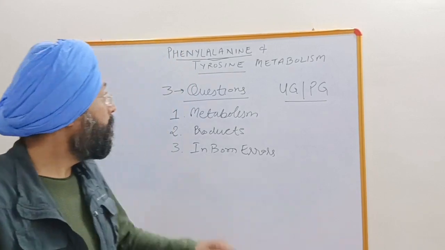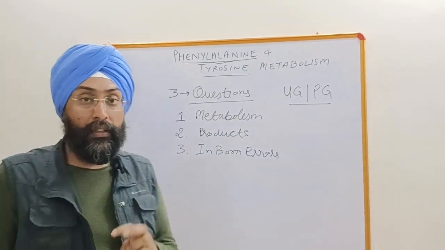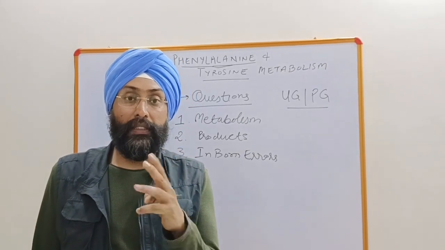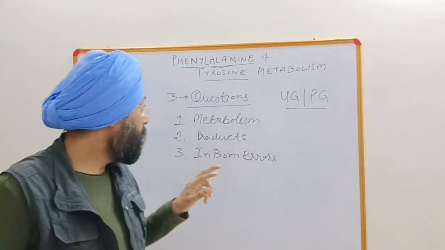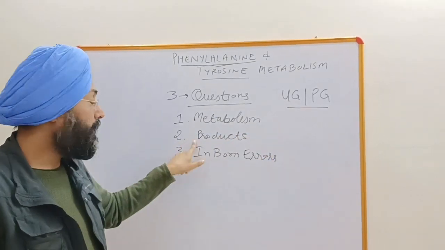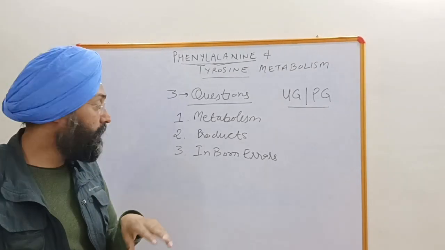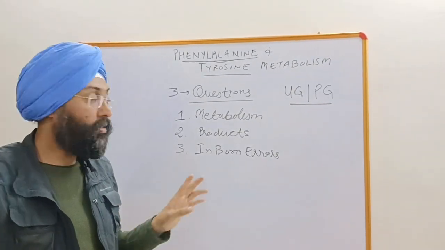Today we'll start with metabolism of phenylalanine and tyrosine. There are three major questions that are supposed to be asked in this metabolism. First is the metabolism proper of phenylalanine and tyrosine. The second is the products of tyrosine and phenylalanine metabolism, right? And the third is inborn errors of metabolism.